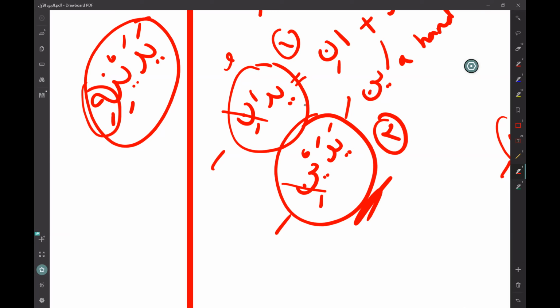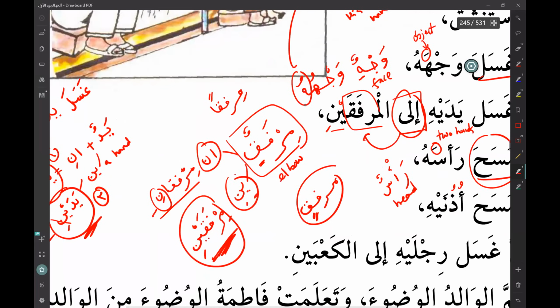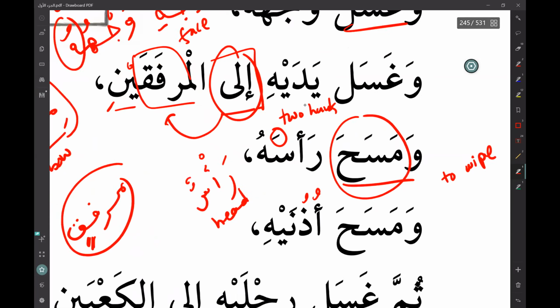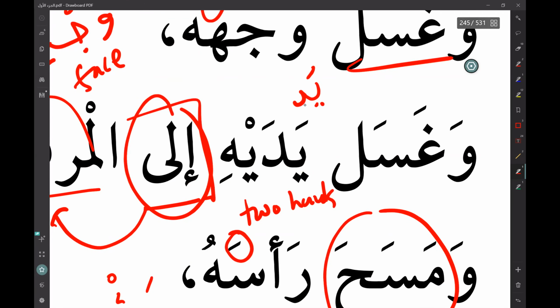Okay, you cannot have this noon. That's what's going on. It's a little bit complicated for this stage, so I didn't want to explain too much, but just understand this is the same thing as yadaini. If you understand this much, I think you're fine. If it's the same thing as yadaini, which is two hands, then you have to drop this one when you add any of the possessive pronouns. Yes, this is a nun Arab.